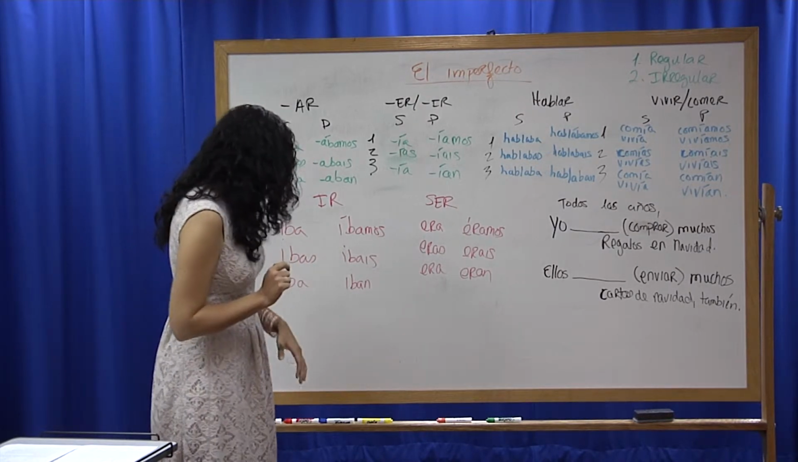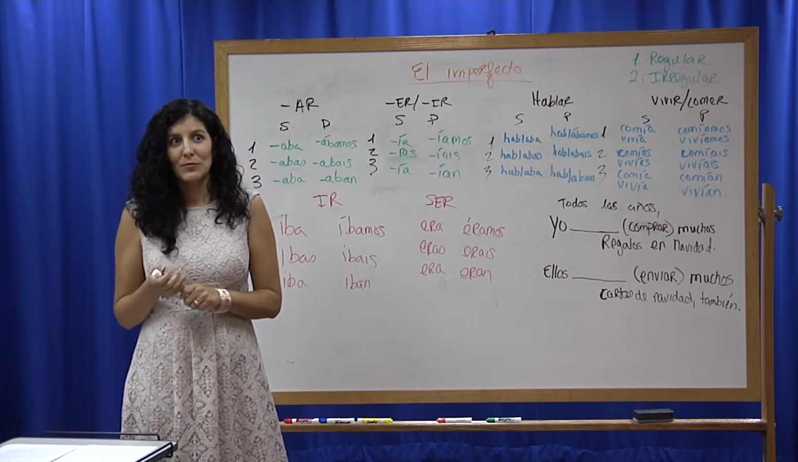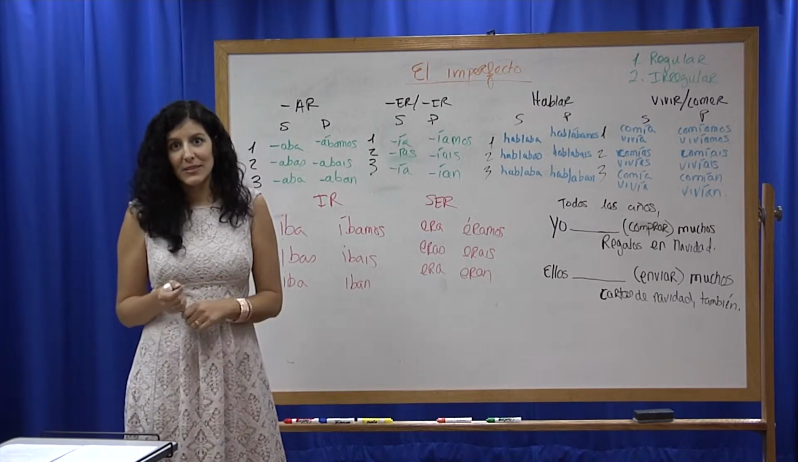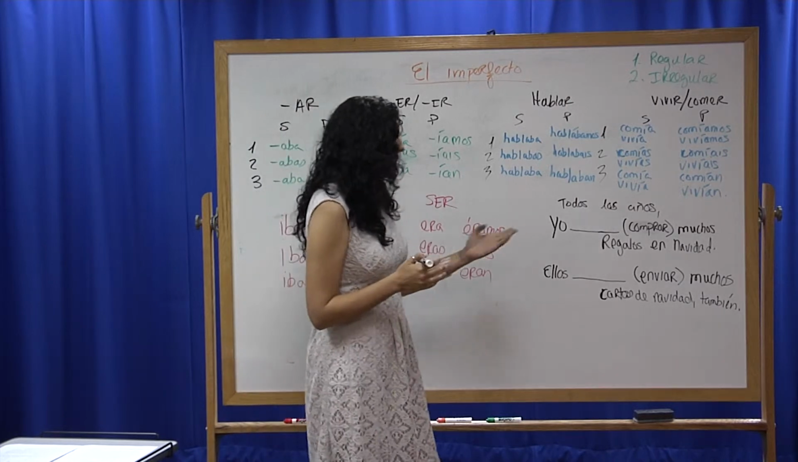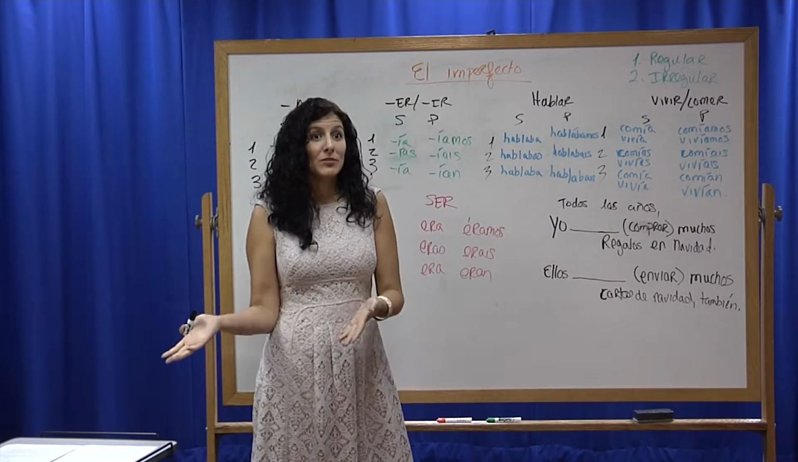So let's take some examples and actually conjugate two of them and see how they would work, right? Because they're exactly what we've been doing before. Now we're just popping on a different tense. But let's look at it. If we wanted to talk about something that we would do every year at Christmas in a past situation, we would use the imperfect.